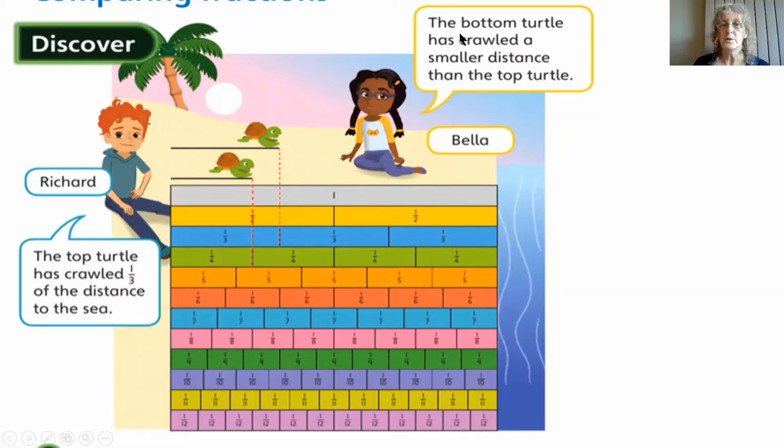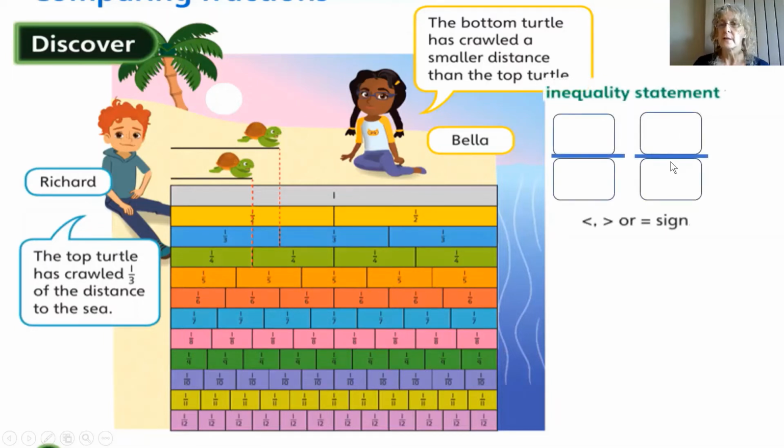Bella says the bottom turtle has crawled a smaller distance than the top turtle. So this is the bottom turtle, and we can see that it has crawled to there. So we know it's a less than, don't we? But how much less is it? Where does it stop? Which line does it stop at? So today we are going to fill in the inequality statement. An inequality statement, remember, means more than, less than, or the same as.